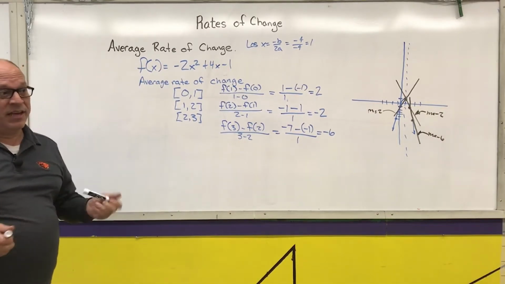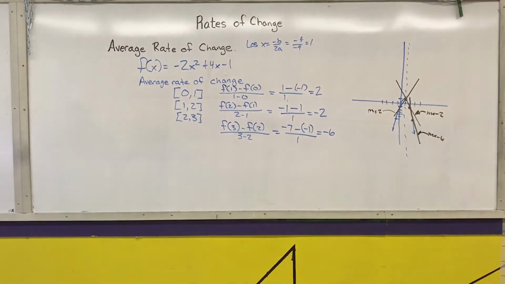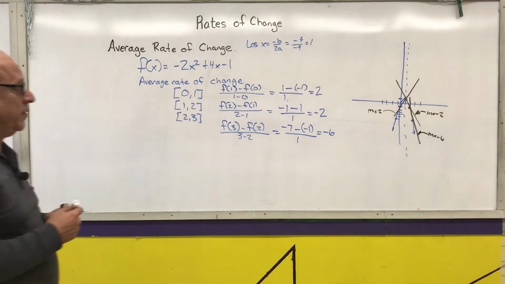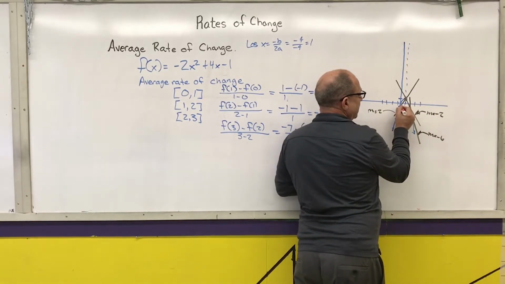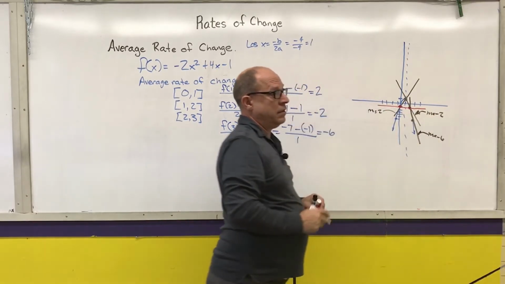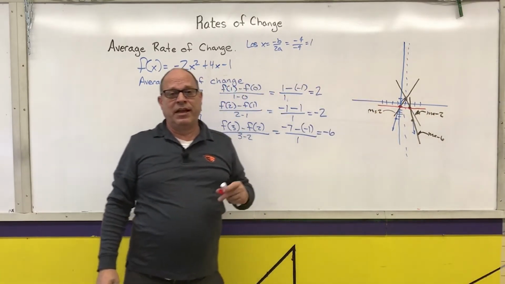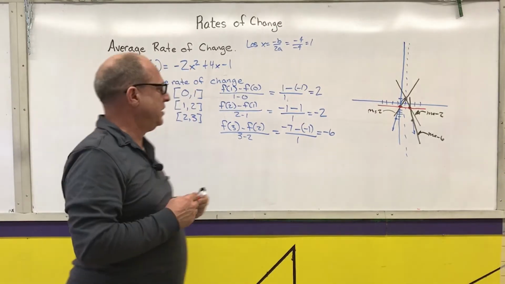So by looking at this graphically, we can also ask some other questions and maybe come up with the answers, and we'll check them with the arithmetic. What is the average rate of change between x equals 0 and x equals 2? Well, let's look at what that secant line looks like. That secant line is a horizontal line, and the slope of a horizontal line is 0.